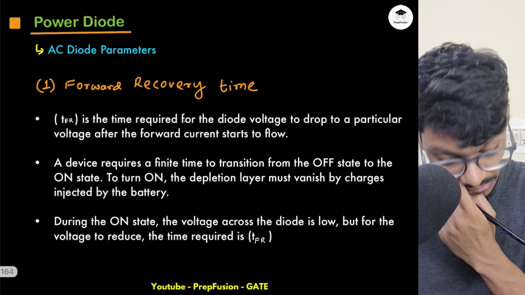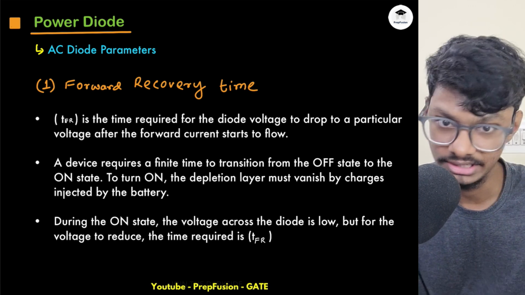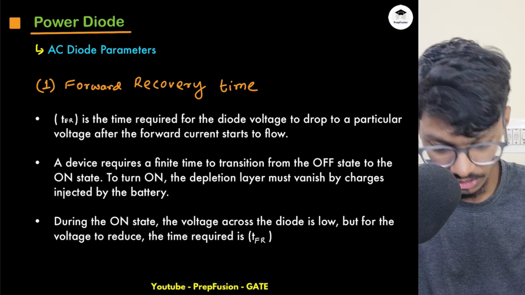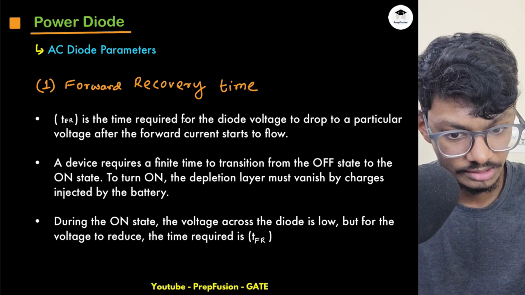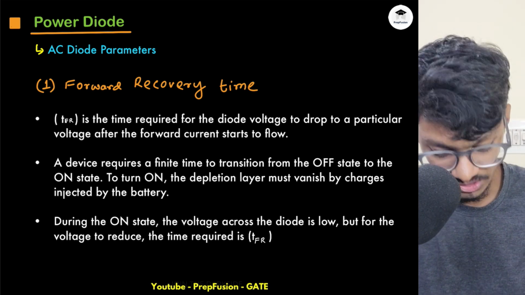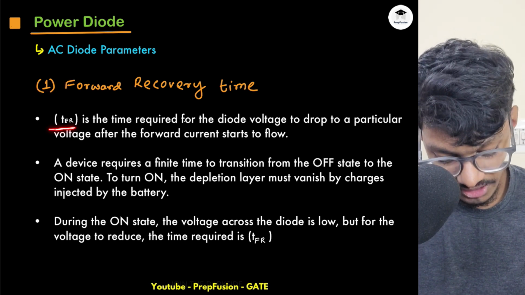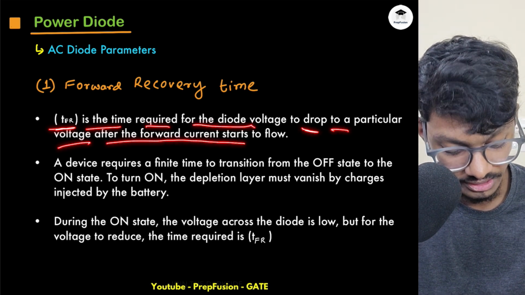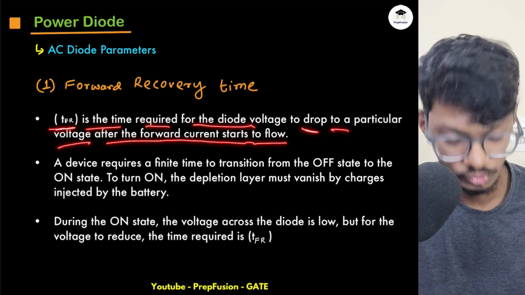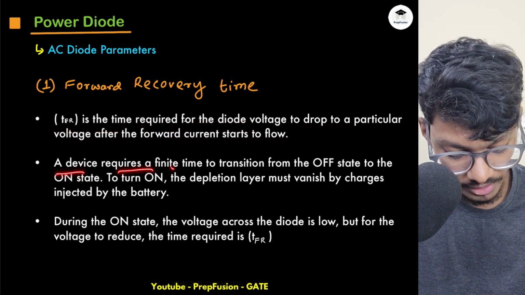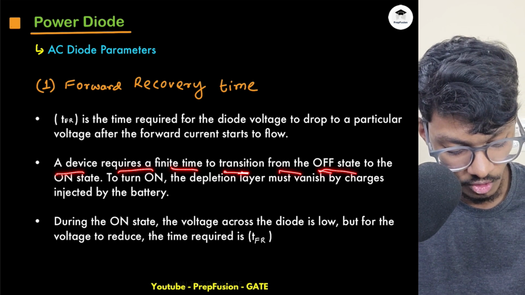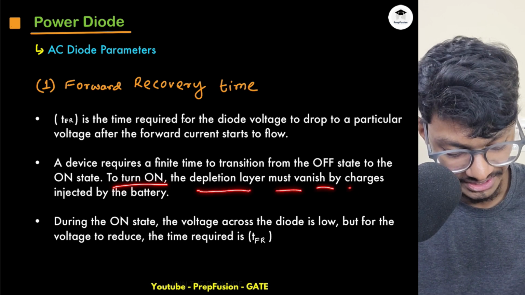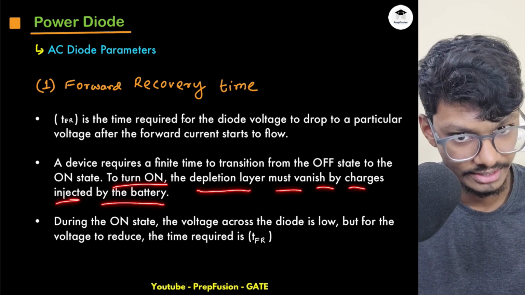Main things. So now let's come to AC diode parameters. These DC diode parameters you already knew, I hope, but for these AC ones I hope you didn't have the information. Let me check this recording. Yeah. So this AC one is the forward recovery time. TFR is the time required for the diode voltage to drop to a particular voltage after the forward current starts to flow. So what does it mean? A device requires a finite time to transition from the off state to the on state. I've already mentioned this, right? To turn on, the depletion layer must vanish by charges injected by the battery.